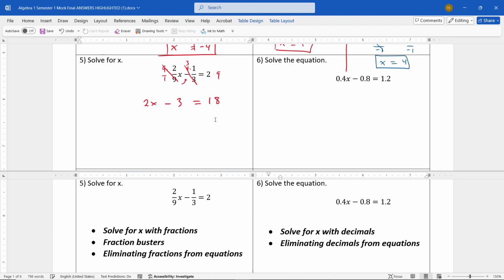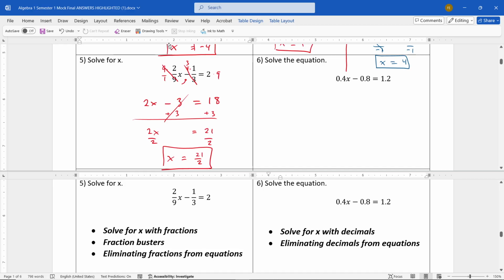All right, final steps. Let's add and subtract before dividing. So plus 3 to both sides would be the easiest first step. Those cancel out. 2x equals 21. Divide both sides by 2, and x equals 21 halves, and you can just leave it as 21 halves because it doesn't reduce any farther. All right, that is correct. The answer in this case is a fraction.